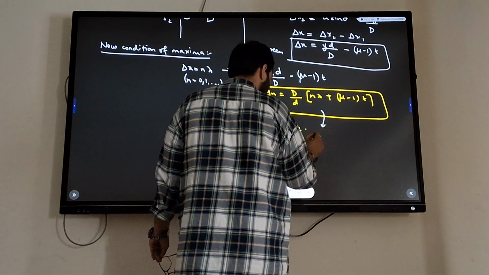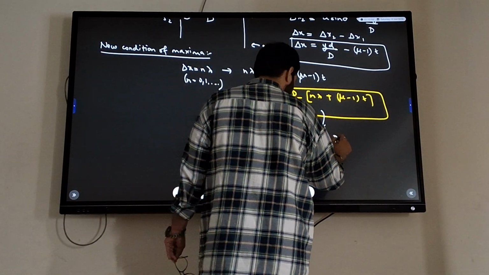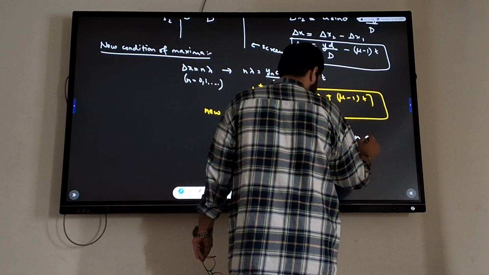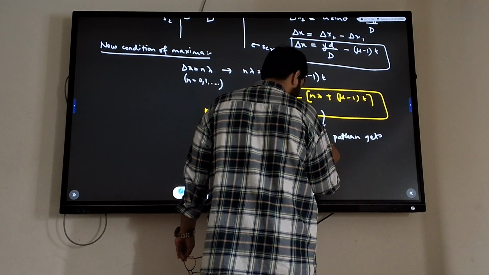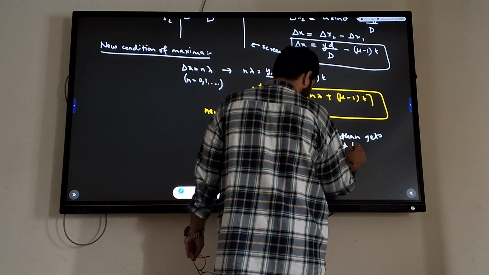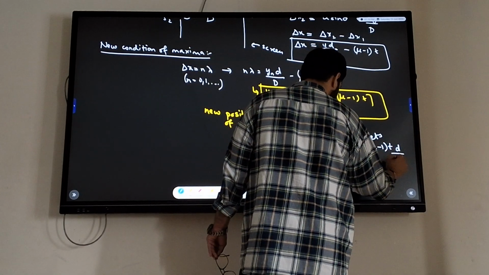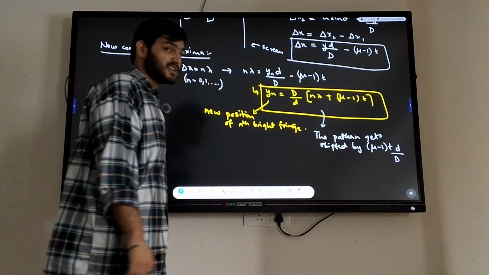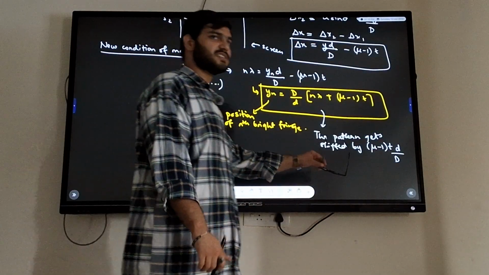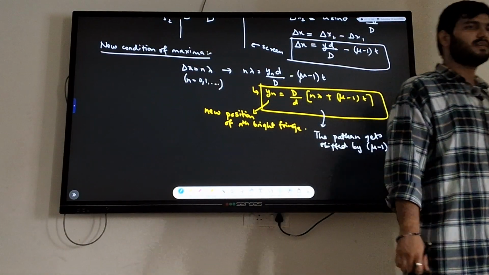That means the pattern gets shifted by (mu minus 1) into t small d by capital D. This is the shift key value. It's a constant shift, doesn't depend on n or lambda.